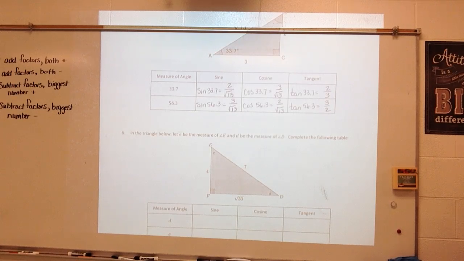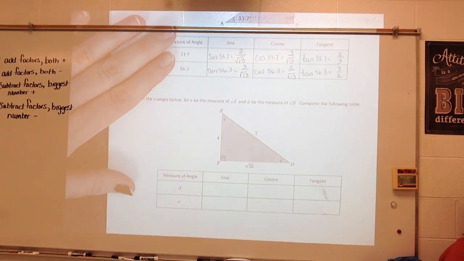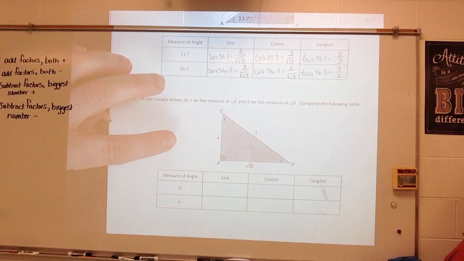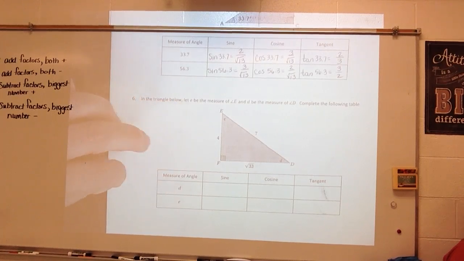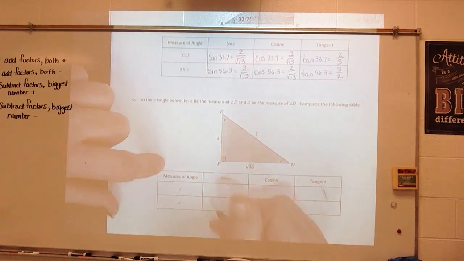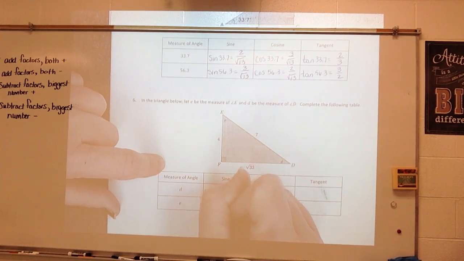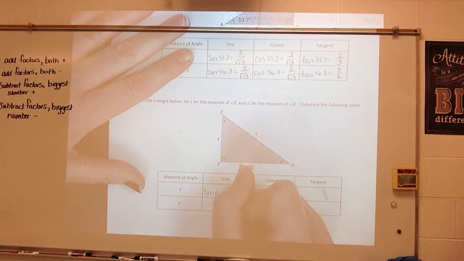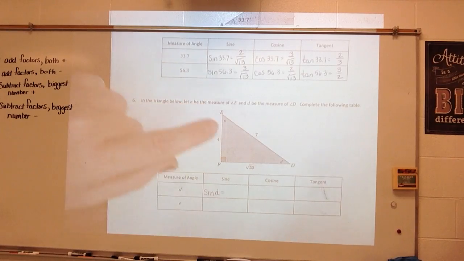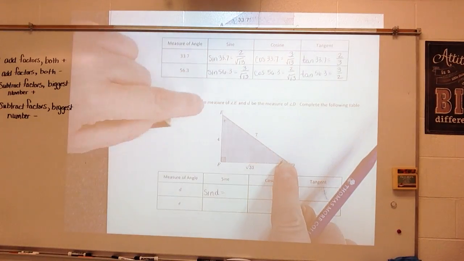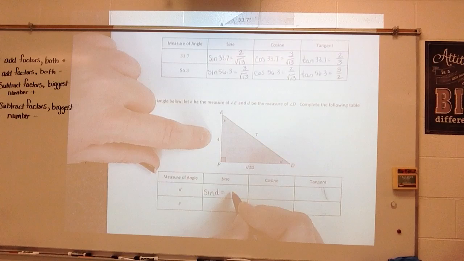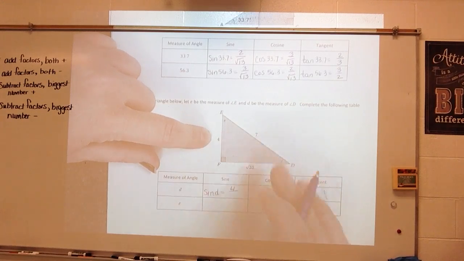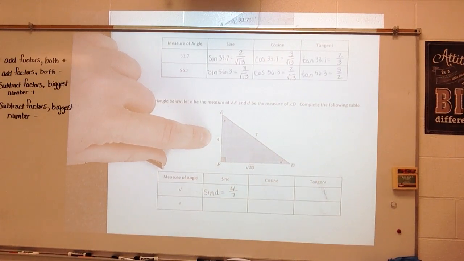In the triangle below, let E be the measure of angle E, and let D be the measure of angle D. Complete the following table. So now they're not giving us measurements, they're just naming the angles. All right, so now we're going to look at the sine of D. Sine, let's see, find our angle D. Sine is opposite, so that would be 4 over the hypotenuse, which is 7.